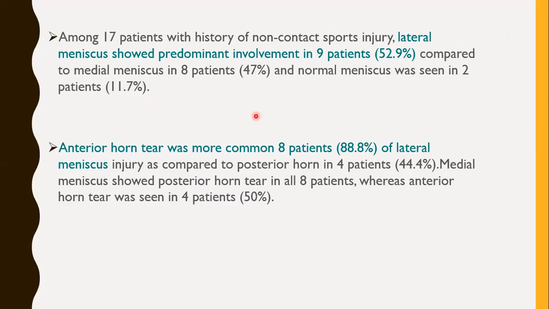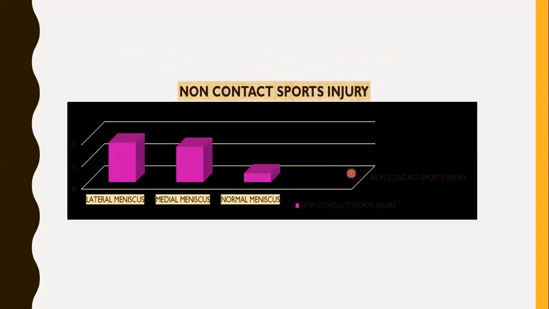Among 17 patients with history of non-contact sports injury, lateral meniscus showed predominant involvement in 52.9% as compared to medial meniscus in 47%, and normal meniscus was seen in just 2 patients, that is in 11.7%. Anterior horn tear of the lateral meniscus was more common in 8 patients, that is in 88.8%, as compared to posterior horn. In this graphical representation, we can see that in non-contact type of sports injury, lateral meniscus was seen to be more predominantly involved as compared to medial meniscus and normal meniscus.